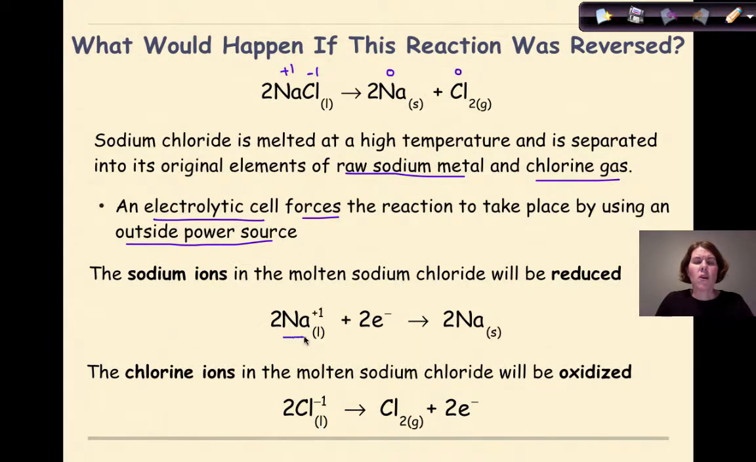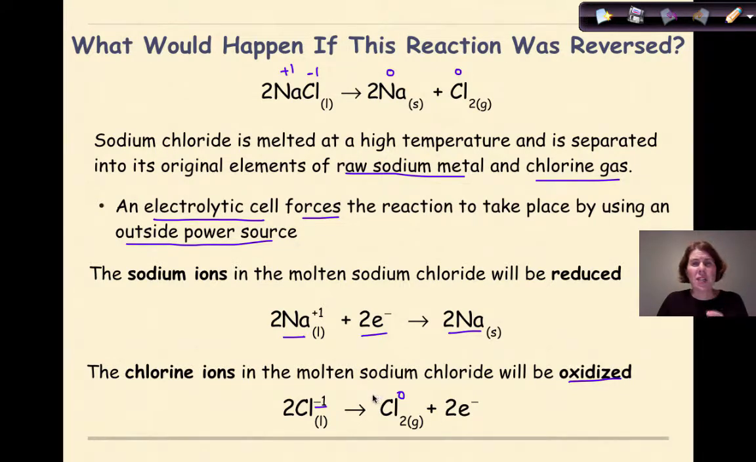So Na+ is going to gain 2 electrons, because there's 2 sodium ions here, and we're going to form solid sodium metal. At the same time, the chloride ions, Cl-, are going to go to an oxidation number of 0. The chlorine is going to become more positive. So the chloride ions in the molten sodium chloride will be oxidized. And again, we're going from -1 to 0 here. We can see the loss of electrons.